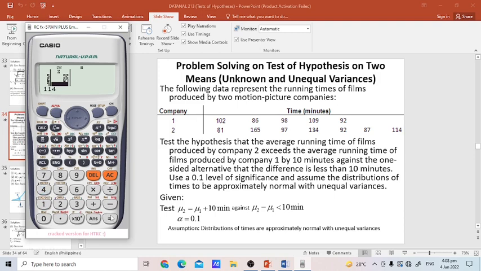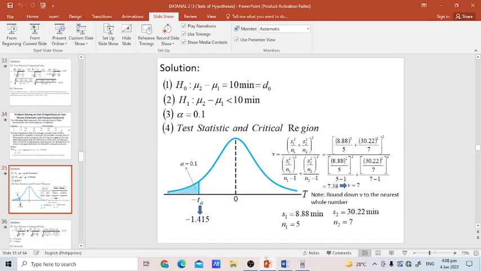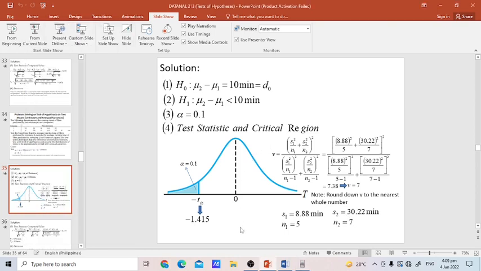That's it. Press AC, then shift 1, then 4, then 4 for the sample standard deviation. We get 30.22 minutes. Then for n sub 2 equals 7, shift 1, then 4, then 1. So we have 7. That's it, so we're done.